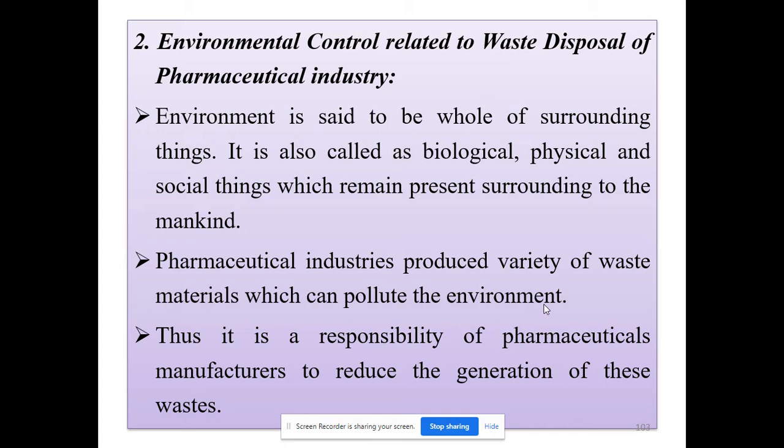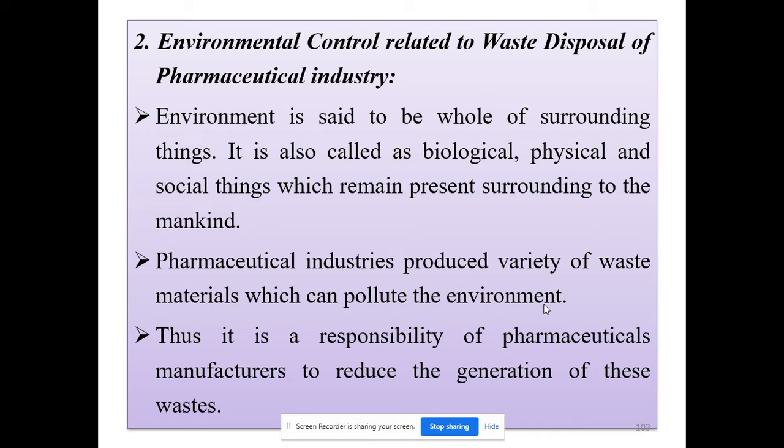Environment is also called as the biological, physical, and the social thing which is available or which is present surrounding to the mankind. It is called as the environment. Pharmaceutical industry produce the variety of the waste material which can pollute the environment.